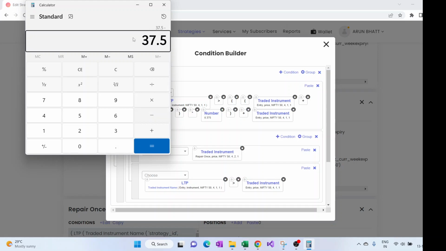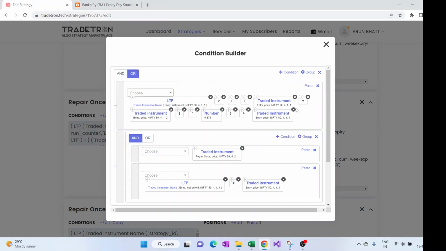Now the gain from the other option will be just 30, so we'll still be losing 7.5 points. But if we go with 30-30, then the 50 will hit at 80, and the whole 30 premium would come to us, so there will not be any loss on that one. It means no profit, no loss. So that's how I have taken that entry premium into account.